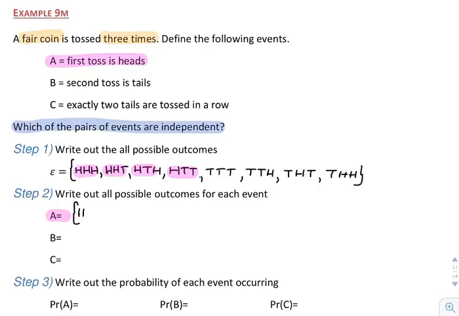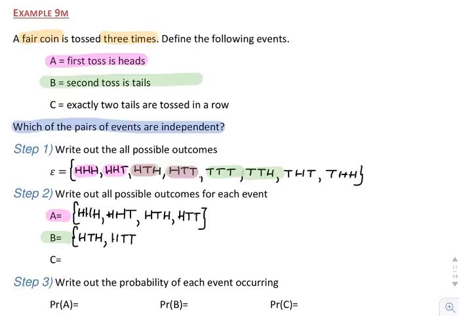Event A is that the first toss is a head. The possible outcomes which are correct are the first 4, so we'll just write those ones out. The second event is that the second toss is tails. So there are again 4 possibilities of that. The third event is that exactly 2 tails are tossed in a row. That does not include tails, heads, tails, as they're not tossed in a row. So there's only actually 2 possibilities for that.